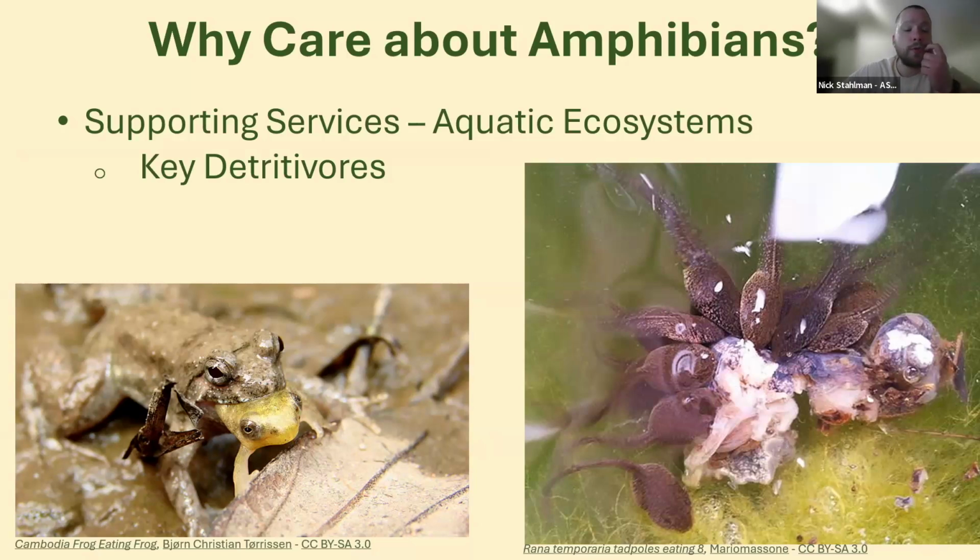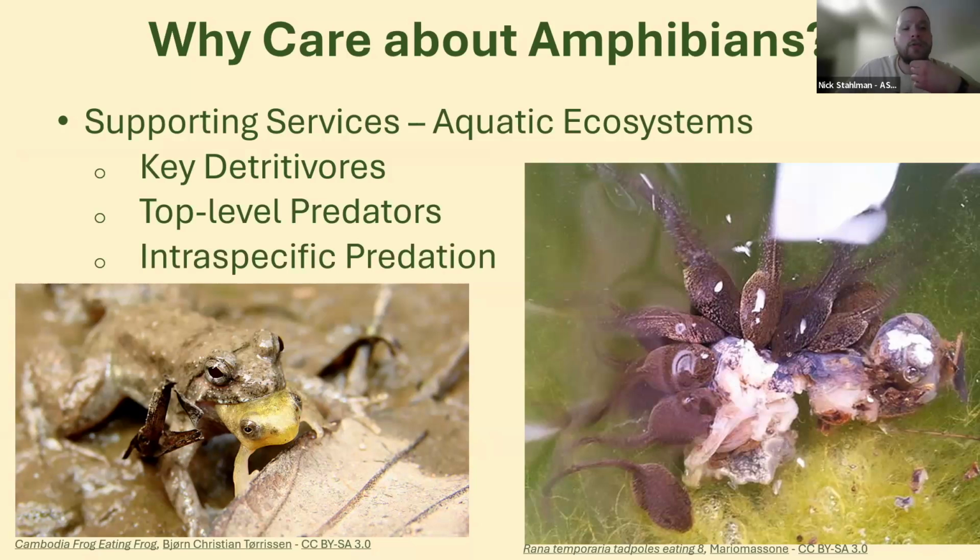This helps recycle nutrients. They can be top level predators. Amphibians control insect populations and play vital roles in regulating the food web, and there's a lot of intraspecific predation. So the top level predators would be interspecific. Intraspecific is cannibalism, especially with egg masses. This isn't important. I mean, it helps reduce competition for resources and kind of stabilizes population dynamics. So they're really good at regulating aquatic ecosystems.